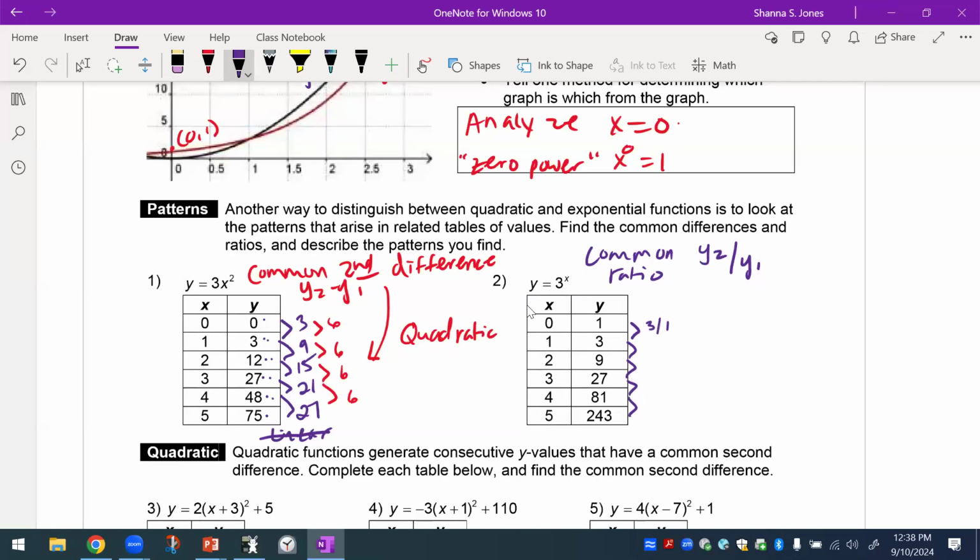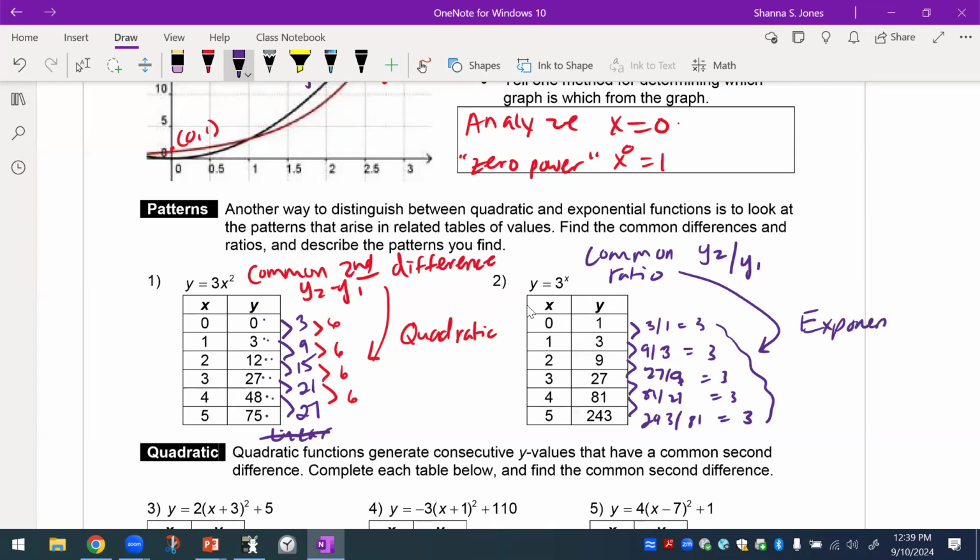What is 3 divided by 1? What is 9 divided by 3? What is 27 divided by 9? What is 81 divided by 27? And what is 243 divided by 81? 3. So notice that they have a common ratio, which is why it is exponential. Because there's a common ratio, we are exponential.